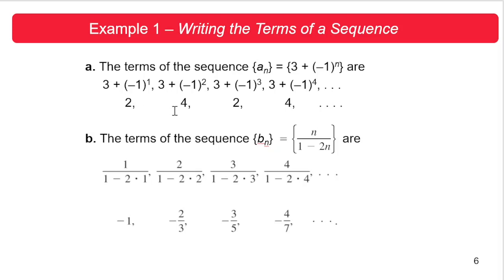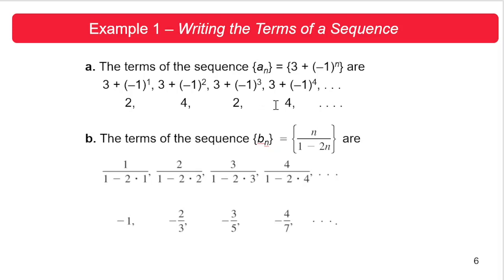To get the second term of the sequence, we assign n equals 2. So a sub 2 is 3 plus negative 1 to the second power. But negative 1 to the second is positive 1 plus 3, so you get 4. That's the second term of the sequence. To get the third term, we let the value of n as 3. So you have 3 plus negative 1 to the third power. But we know that negative 1 raised to an odd exponent is always negative 1, plus 3. So we get 2 as the third term of the sequence.